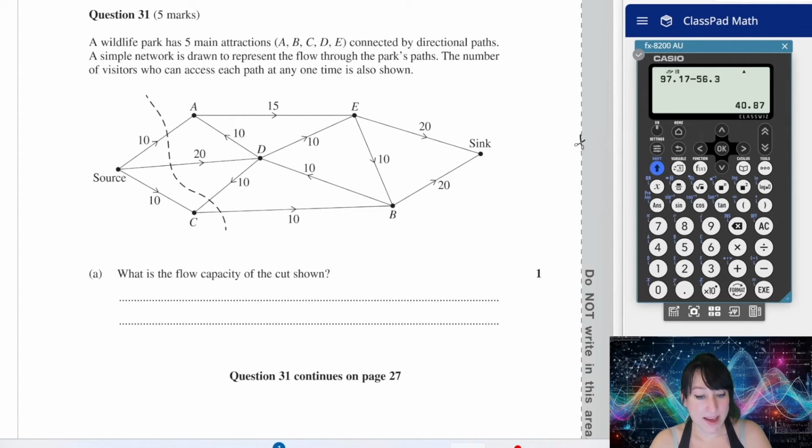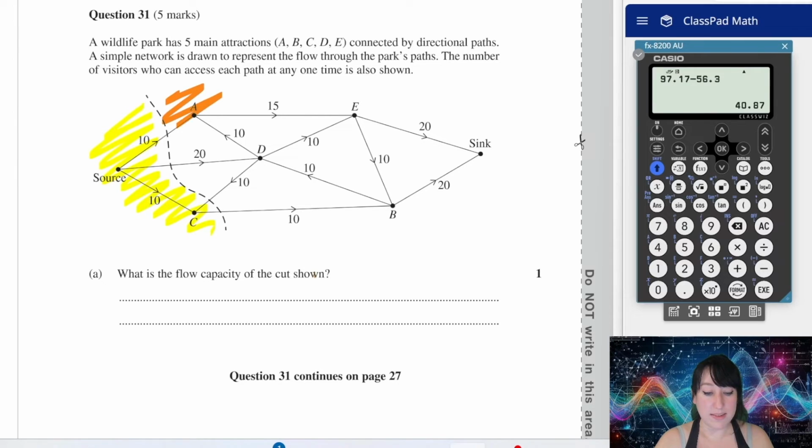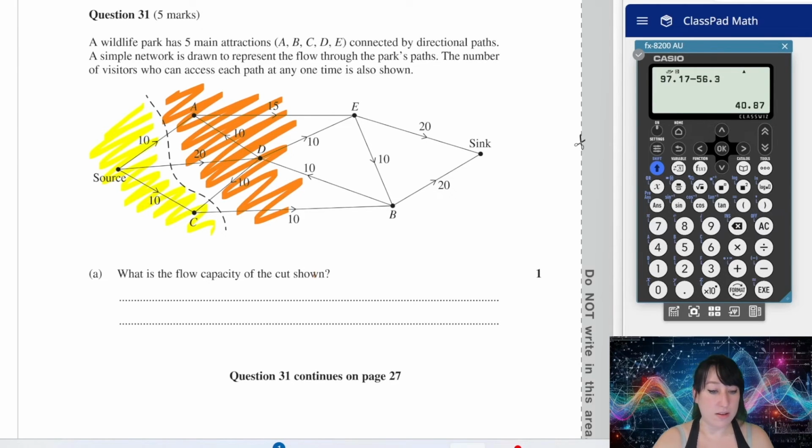So to calculate flow capacity, we will add up all of the edges that go from the source side to the sink side of the shown cut. So the source side, of course, is this side over here, and the sink side is this side over here. So the edges that we will include will be the 10, 20, and this 10 here. We would not include this 10 here because it's going from the sink side to the source side. So it's going to be 40.